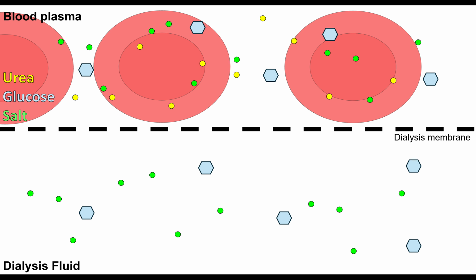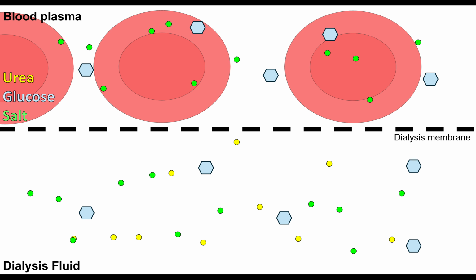The other thing is to monitor the salt concentration. So it depends whether or not the person needs to remove excess salt. If they do, then the dialysis fluid needs to contain less so that diffusion occurs. But if they don't need to remove excess salt, then the salt concentration should be matched to that of the blood plasma. What we want is for the urea, the nitrogenous waste, to diffuse down its concentration gradient from a high concentration to a low concentration, therefore leaving the blood plasma and going into the dialysis fluid.